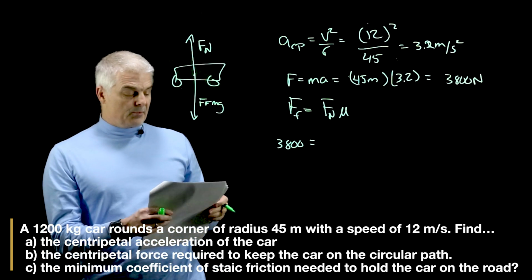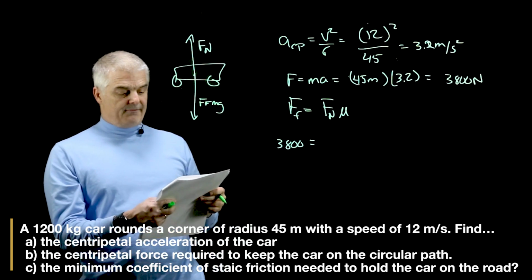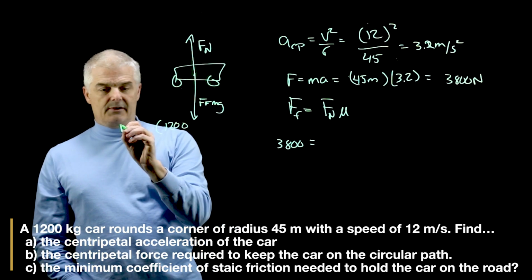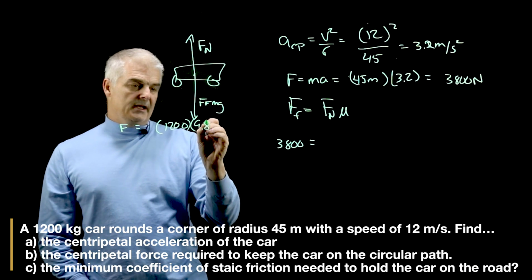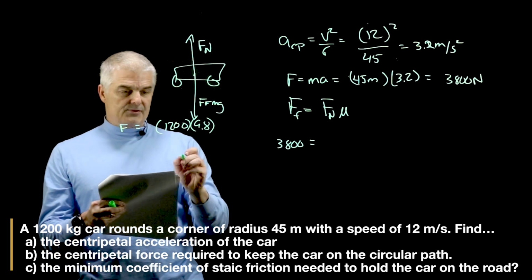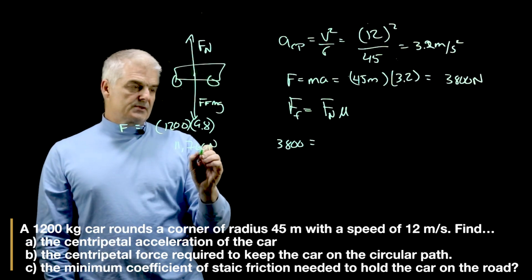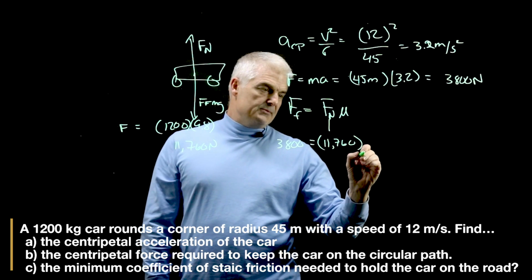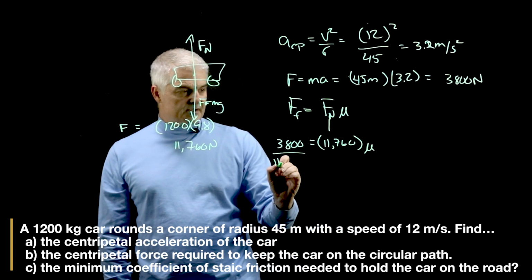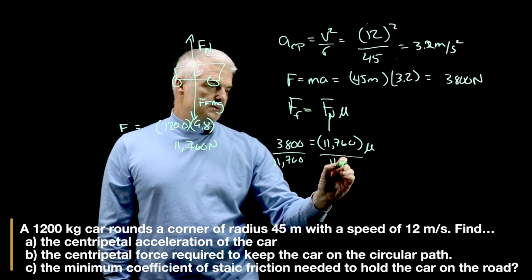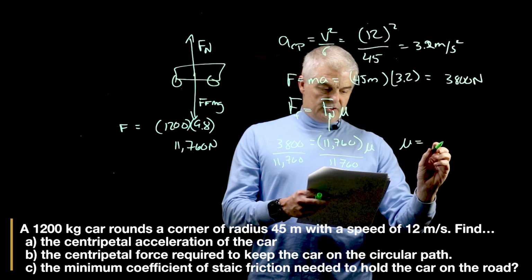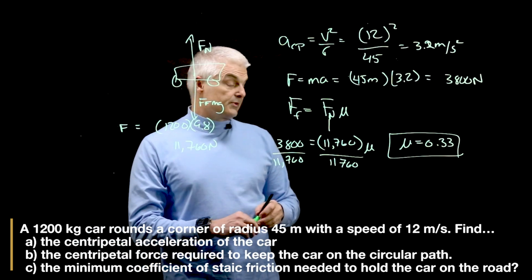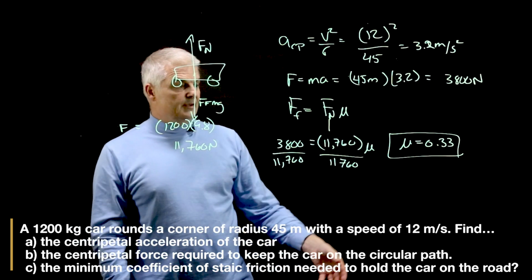And if you do this, his mass is 1,200, so F equals m g equals 1,200 times 9.8. When I work that out, I get 11,760 newtons. So that's this number: 3,800 equals 11,760 times mu. You divide both sides by 11,760, and mu comes out to be 0.33. So if you don't have a coefficient of 0.33, the car slips. You could have 0.5, but not less than 0.33.